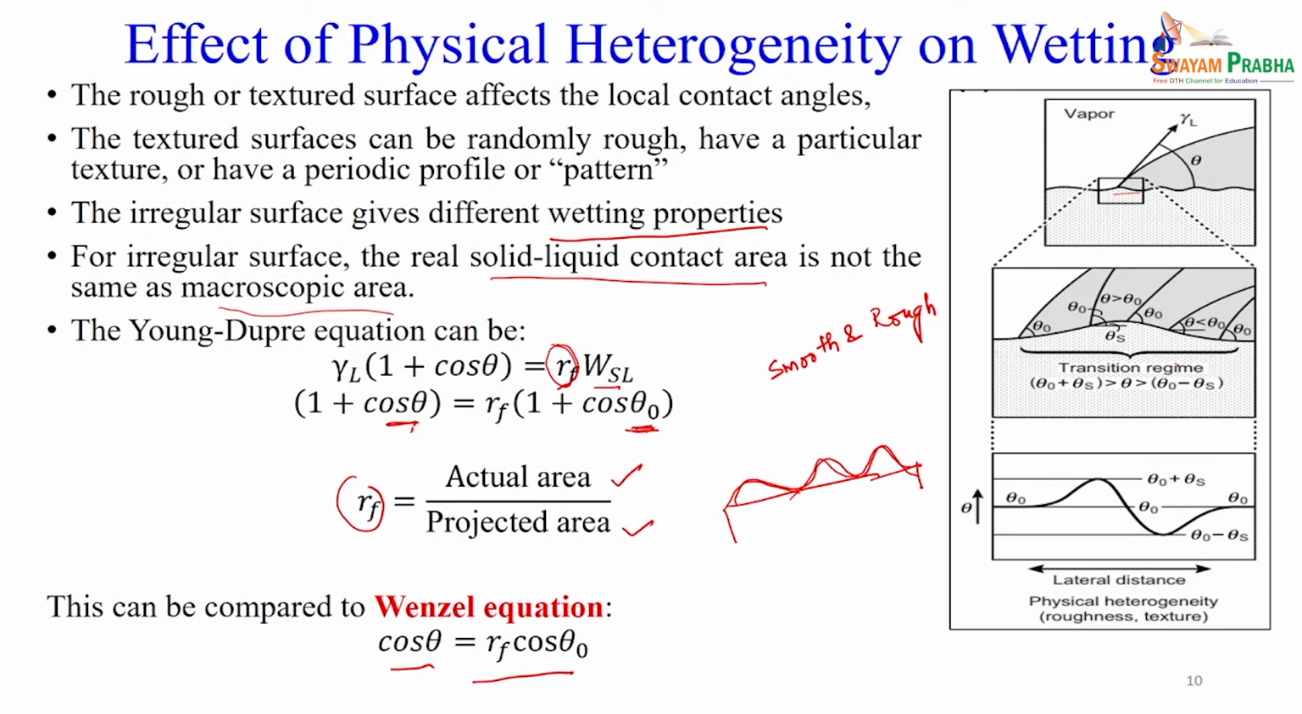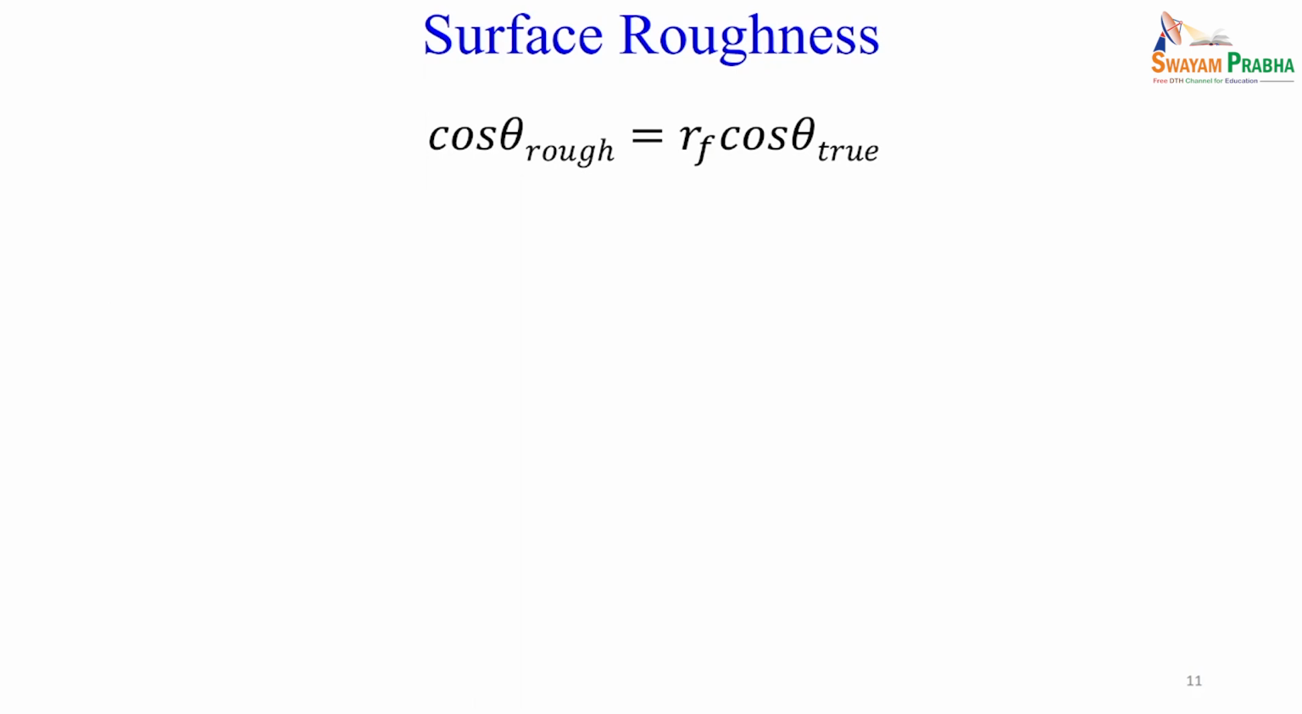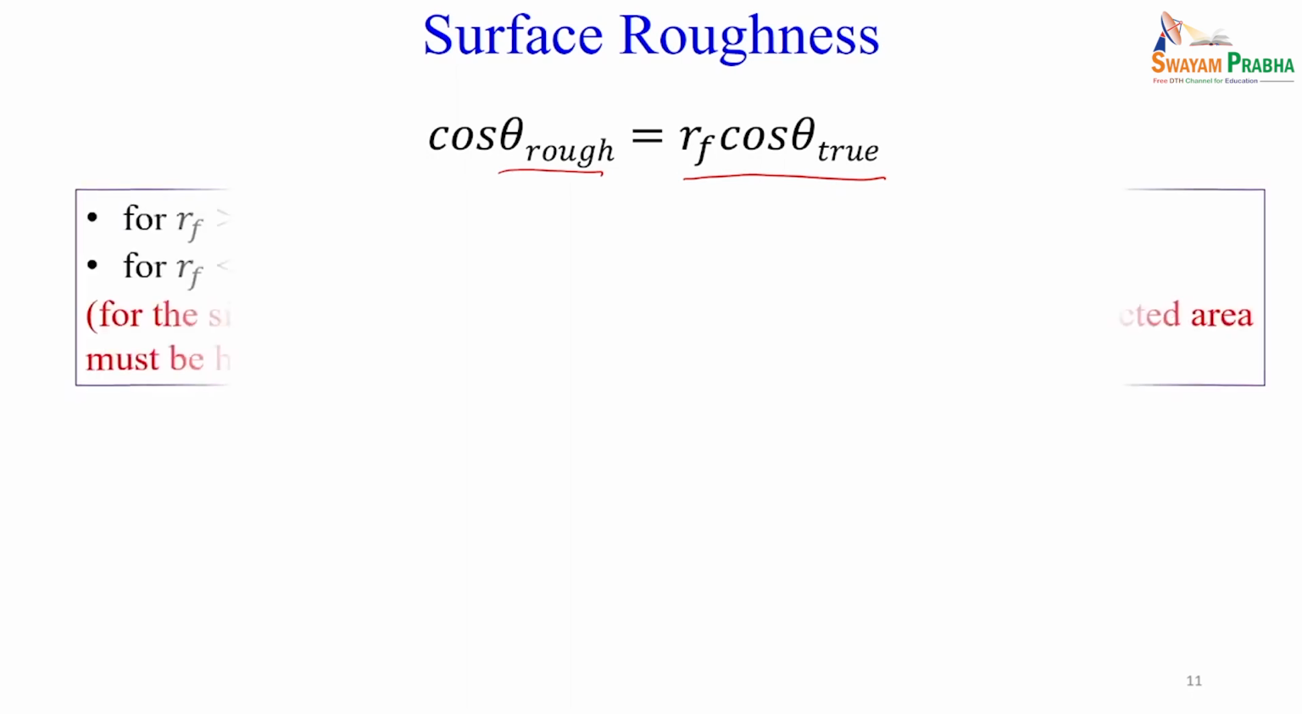So, we are going to have a lot of transitions in the contact angle because of these textured surfaces. They may be randomly rough, or have a particular texture, or a periodic profile, or a particular pattern. So, cos theta of the rough surface is RF times the cos theta of the true or actual surface.